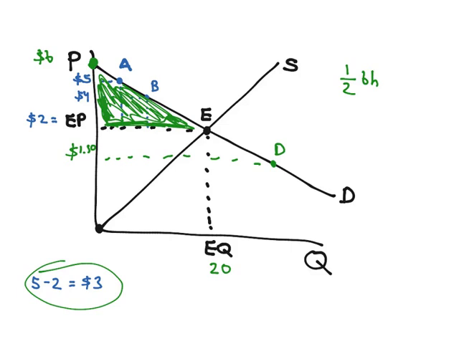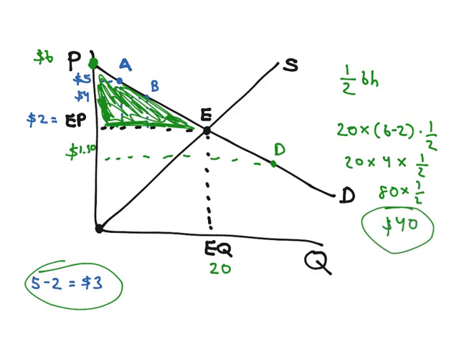And so that's going to be the base of the triangle, which would be 20, times the height, which is 6 minus 2, times a half. So this would be 20 times 4 times a half, which is 80 times a half, which would be $40. Consumer surplus is expressed as a dollar amount, so don't forget the dollar sign.